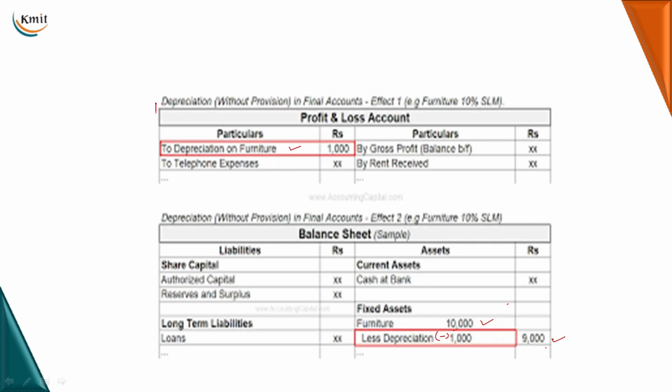That is the debit side, and this is the credit side of the P&L account. So this is how the adjustment on depreciation of any asset will be made.